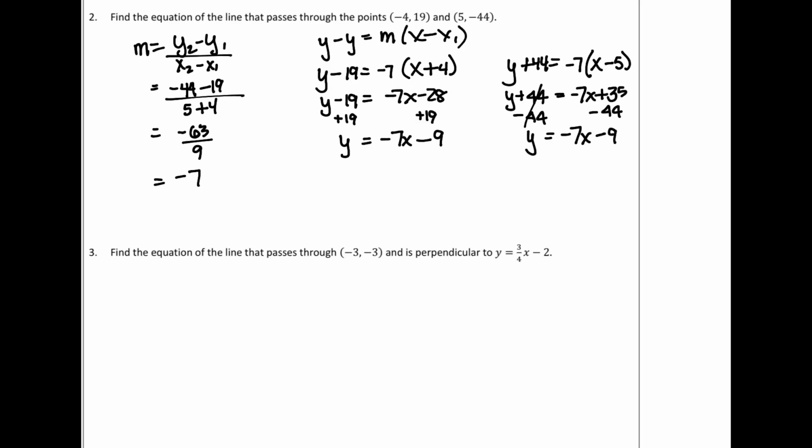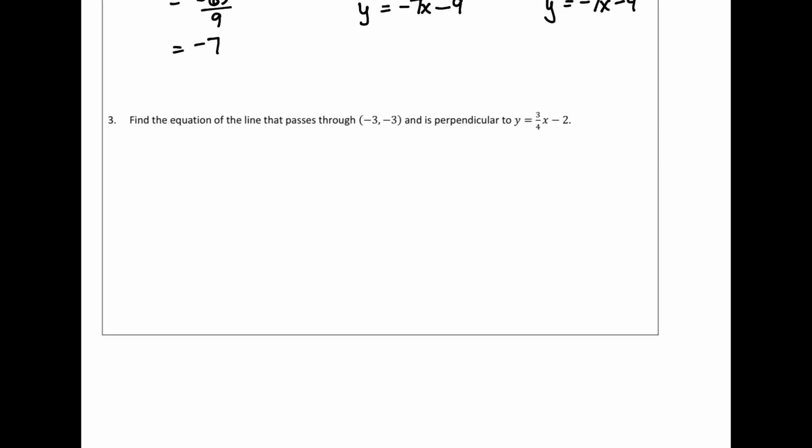Okay, last one. Find the equation of the line that passes through that and is perpendicular to that line. Okay, so the original slope is 3/4. The slope of the perpendicular is, change the sign, flip it over. And just for curiosity's sake, slope of a parallel line is going to be exactly the same as the original. We don't need that though, right?